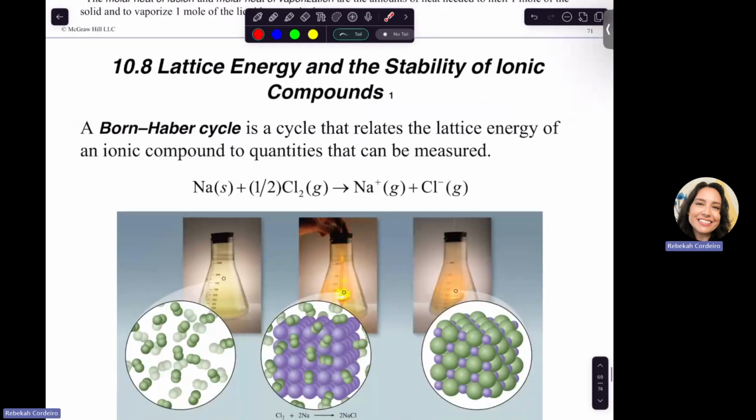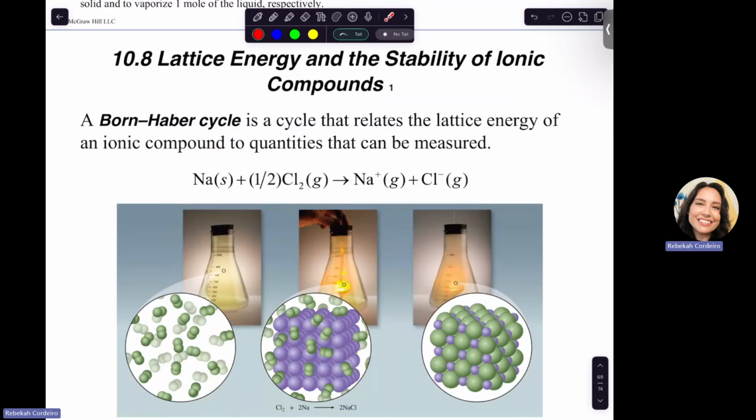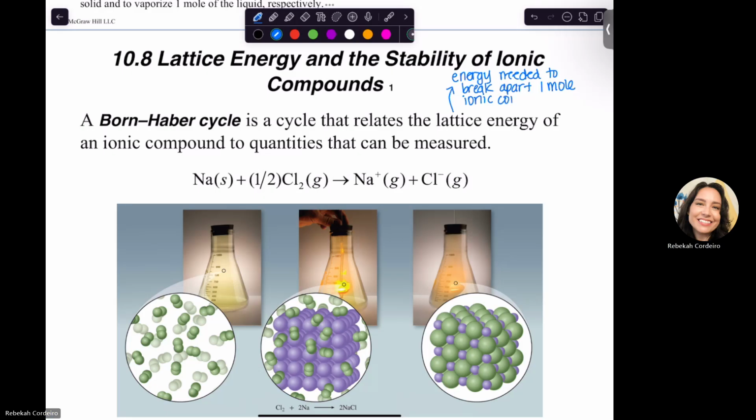This is due to lattice energy. And lattice energy is defined in the next slide, but I'm going to go ahead and write it out here. So lattice energy is the energy needed to break apart 1 mole of an ionic compound into its ions in gas form.